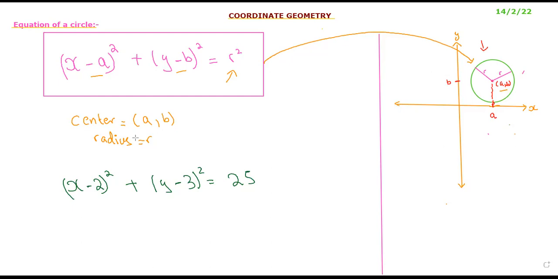So let's make the axes first. This is the y-axis, this is the x-axis. Acha, as I've been telling you guys, for the plotting of a circle or for the equation, the most important thing is its center. So what do we know? If this is the general form, this means that positive A and positive B are the x and y coordinates of the center. So if this is the equation, the coordinates of center would be 2 and 3.